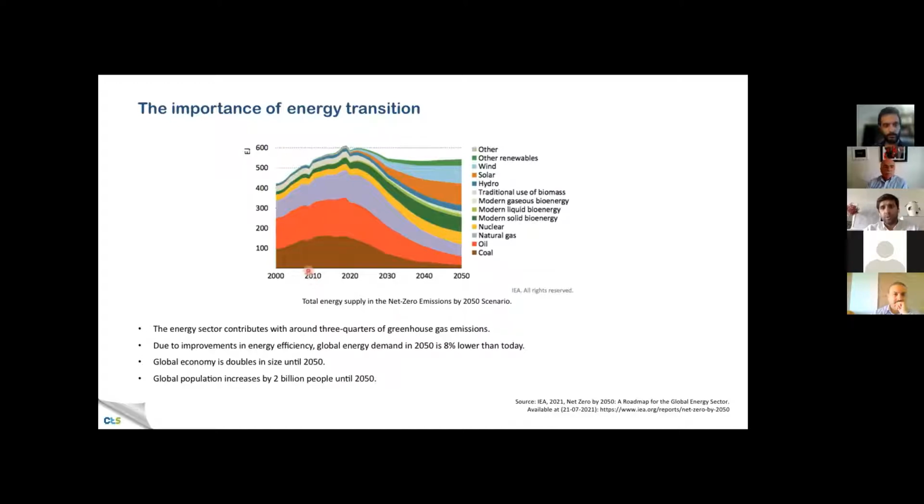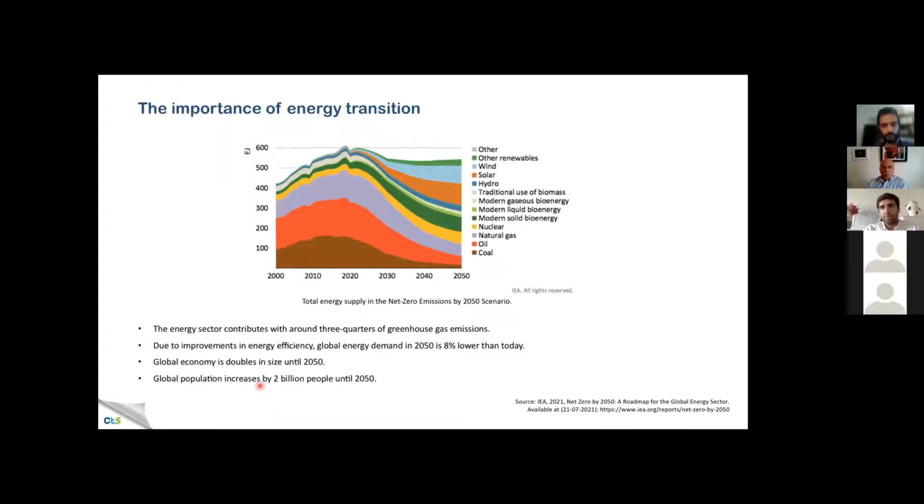So this decrease in CO2 equivalent emissions is driven by several factors, including increasing energy efficiency. And here we can see this. Global energy demand compared to 2020 will decrease by 88% in 2050, taking into consideration that the economy will double in size during the same period, and that we will have 2 billion more people living on our planet.